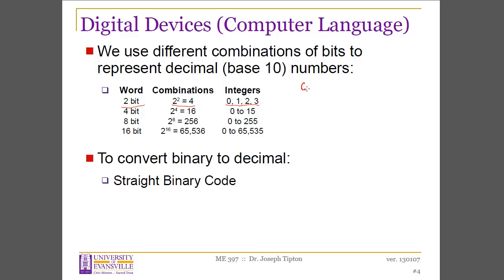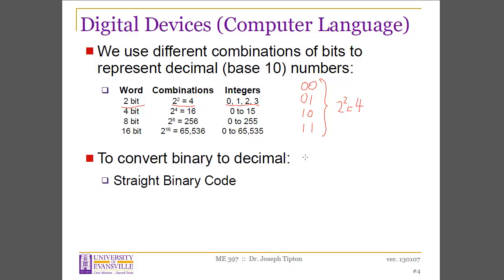For instance, I could have a 0 and a 0. I could have a 0 and a 1. I could have a 1 and a 0. I could have a 1 and a 1. So all told, that's 2 squared equals 4 possible combinations. And each one of those could be stored as the 0, 1, 2, or 3.